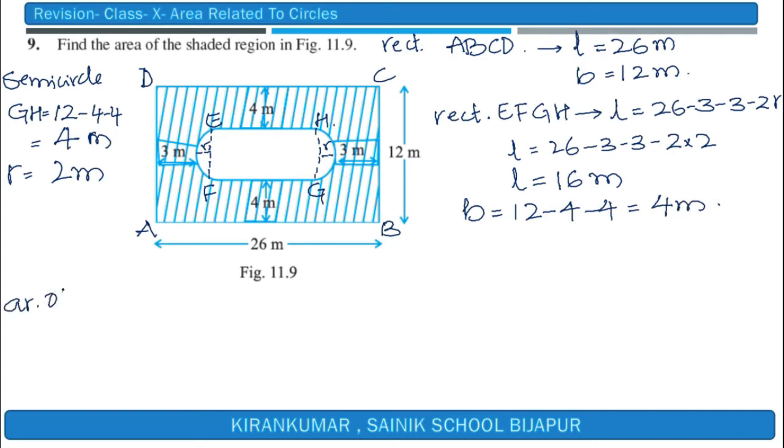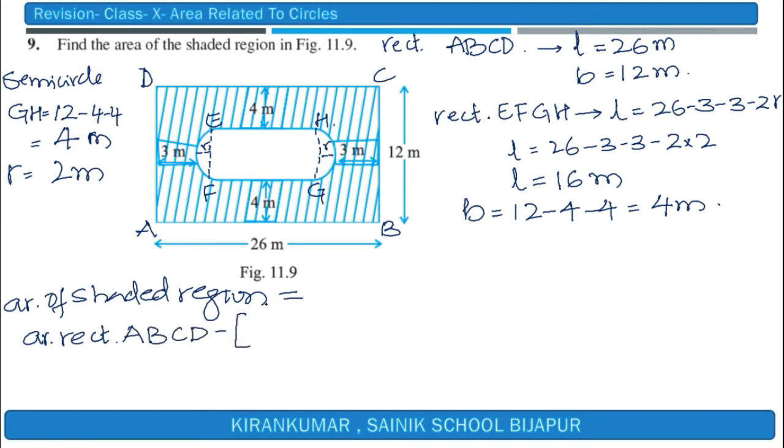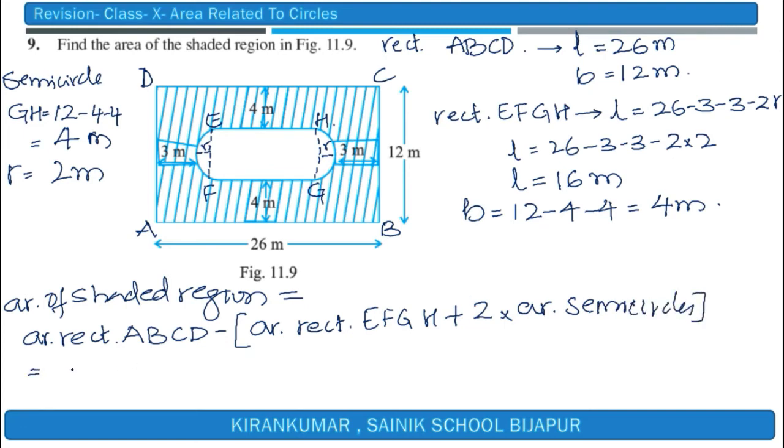Now the area of shaded region will be equal to area of rectangle ABCD minus the sum of the areas of rectangle EFGH and 2 times area of semicircles. The area of the rectangle is 26 times 12 minus, within the bracket, area of the rectangle EFGH, it is 16 times 4 plus 2 times area of the semicircle is half pi r square.